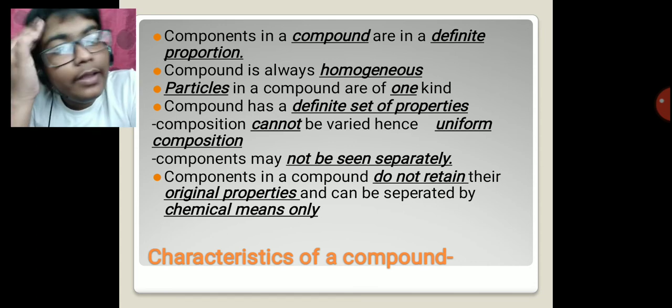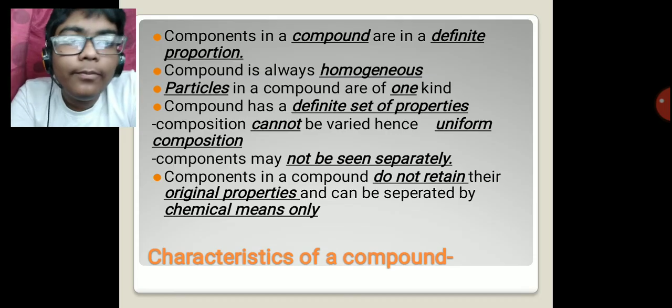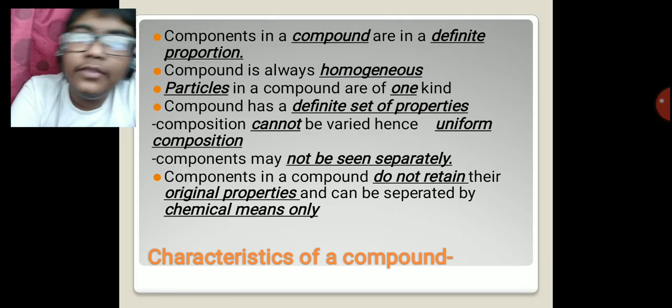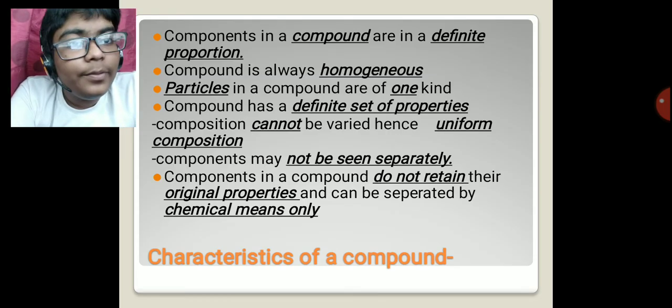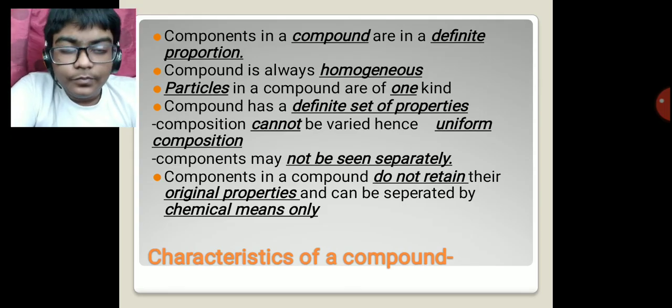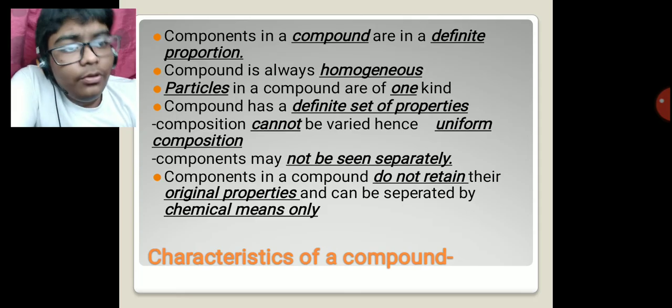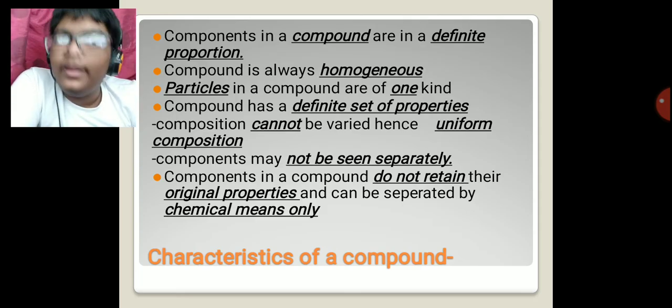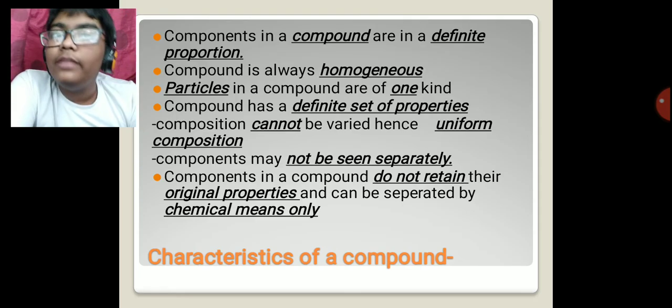The compound has a definite set of properties. That means the composition cannot be varied. Hence, it has a uniform composition, and components cannot be seen separately. Components in a compound do not retain their original properties and can be separated by chemical means only.